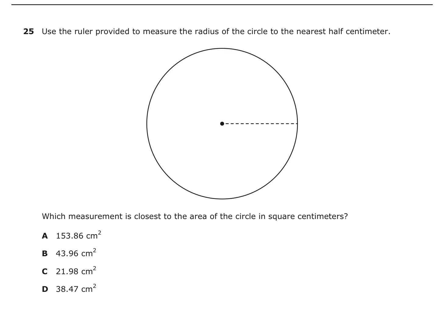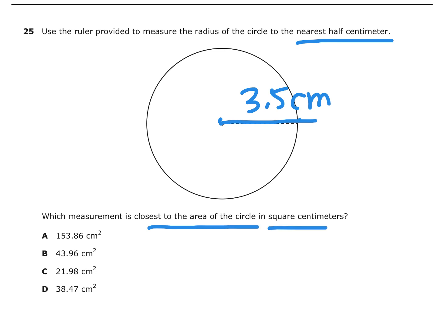On number 25, use a ruler provided from your formula chart, reference chart, to measure the radius of the circle to the nearest ½ centimeter. So from here to here, the nearest ½ centimeter, and if you measure that, it's pretty close to about 3.5 centimeters. And then what we want to find is the closest to the area in square centimeters.